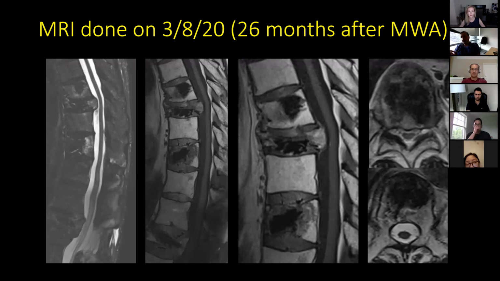Actually, we are looking at our data now with ablation-only cases where patients did not get subsequent radiation in those treated vertebrae. We are looking at the appearance of those vertebrae at 2 years, in patients who have survived almost 2 years, and seeing what the local regional control is with ablation. So hopefully we should have that out in the next 4 to 6 months.